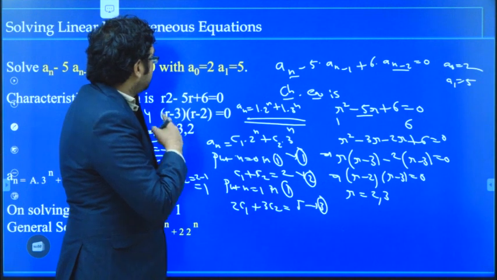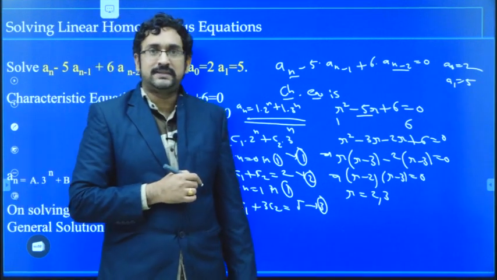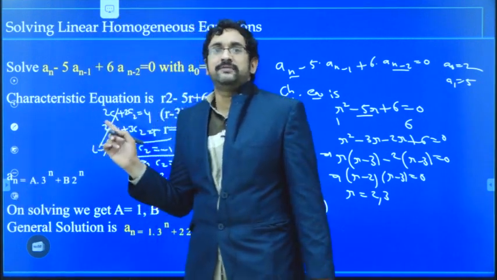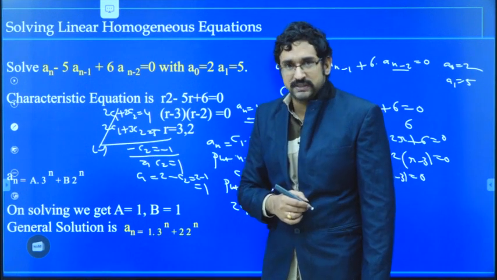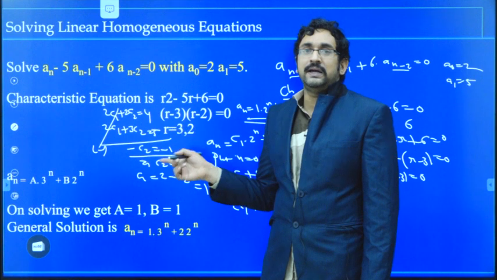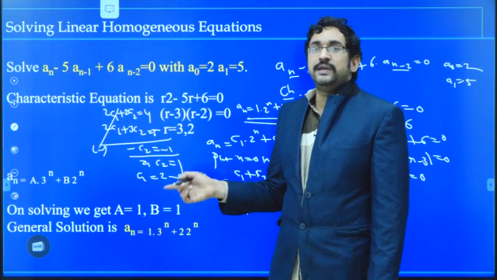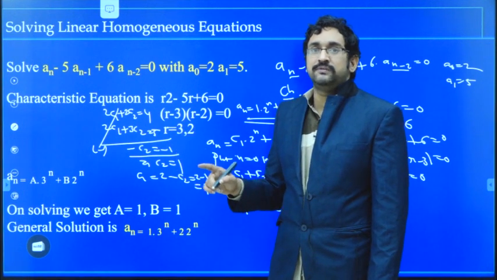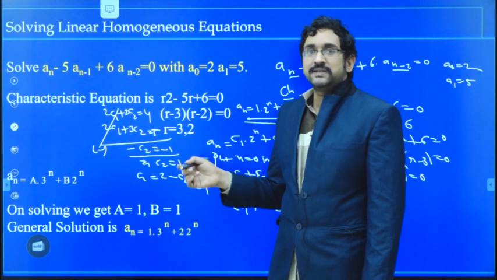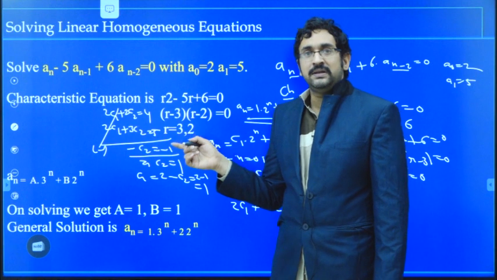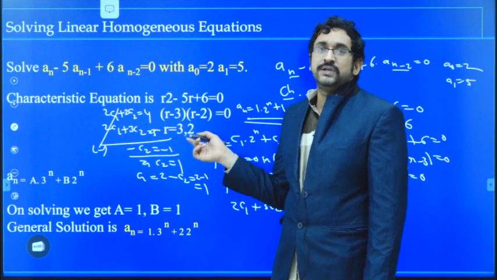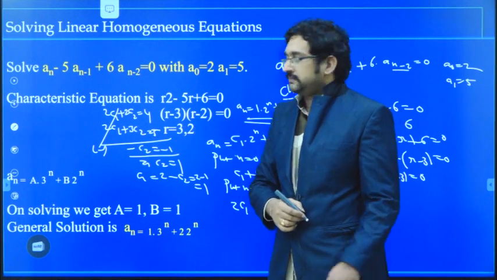As the right hand side is 0, this is a homogeneous equation. So this is one of the methods of solving linear homogeneous recurrence relations. Here we got two real and distinct roots. So the solution will be some constant times the first root power n plus a constant times the second root power n. As initial conditions are given, by substituting in the solution, we will get the constants.